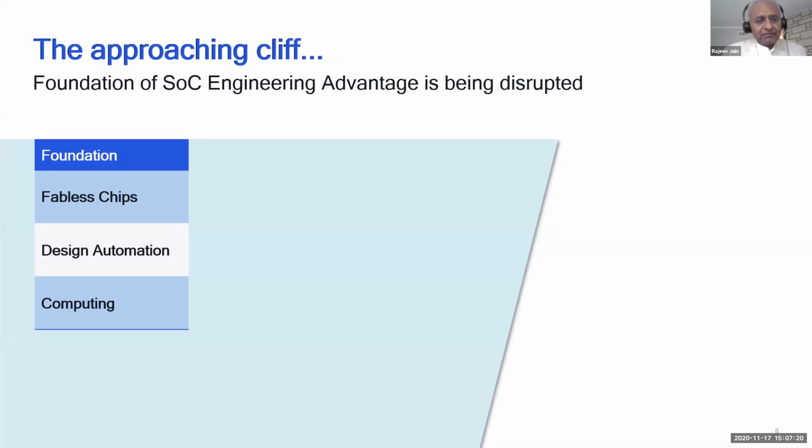Now, why rethink the methodologies? In many ways, we see a rapidly approaching cliff because the foundation on which we have built the chip industry, to our eyes at least, looks like it's under serious threat from many disruptions. So let's look at the foundation. And there are three things that we think we rest on or stand on.